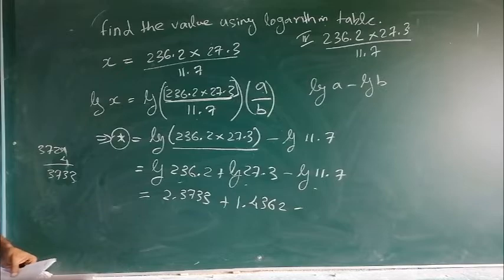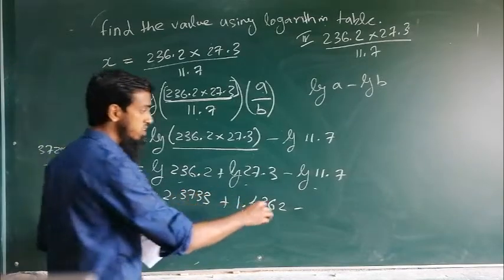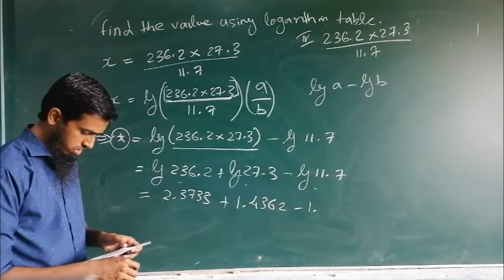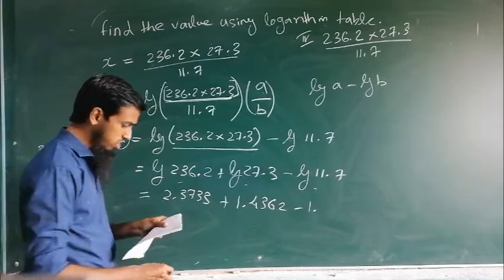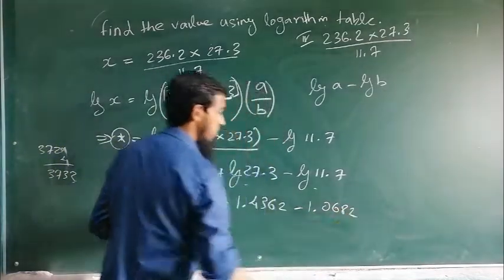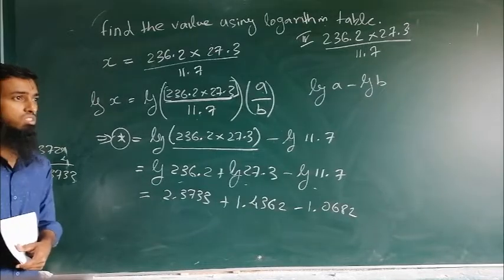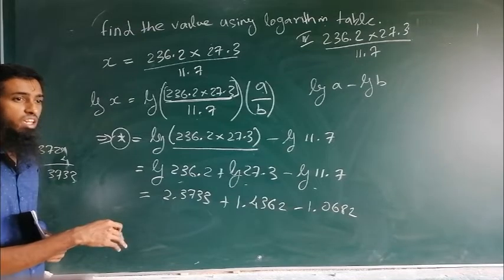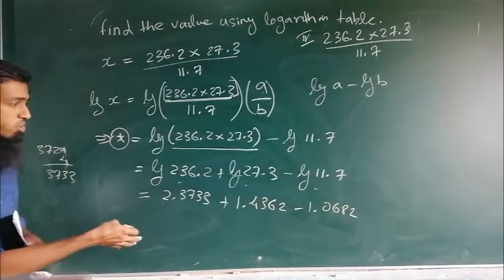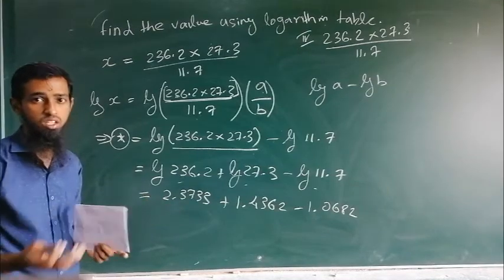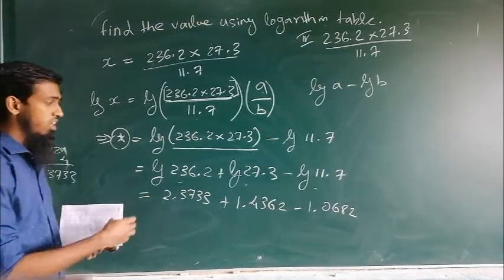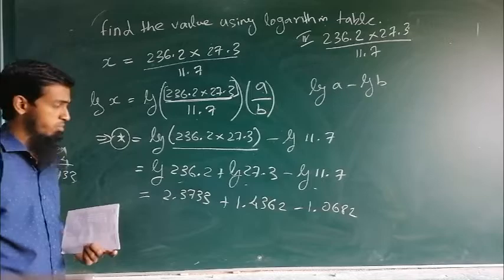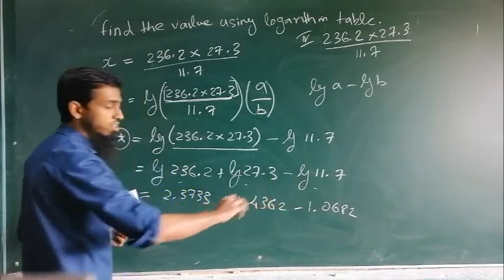Then subtraction 11.7. You have 2 digits, so subtract 1, so 1 point. So 11.7, you have 0682. Okay. So in earlier examples, after you find the logarithm, we had only addition or only subtraction. In this question, we have both addition and subtraction. So what are we going to do? Always in a logarithm question, do it one by one. First we are going to add, then we are going to subtract.